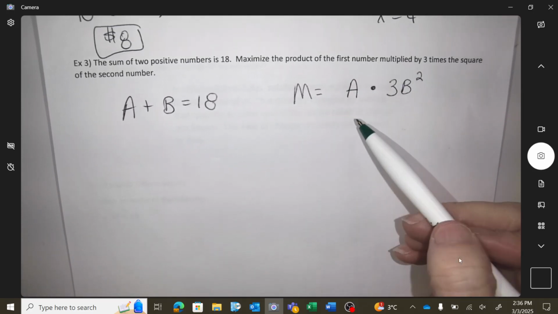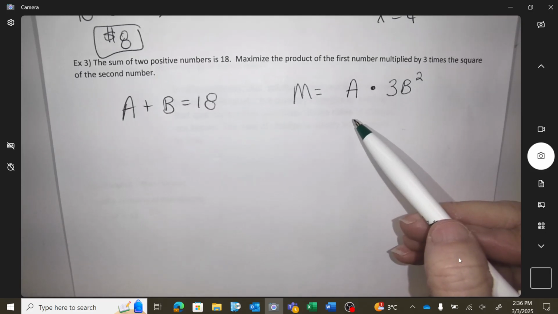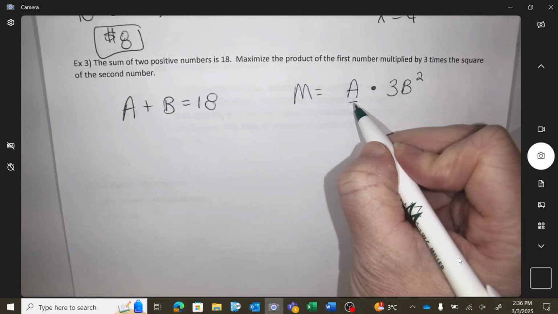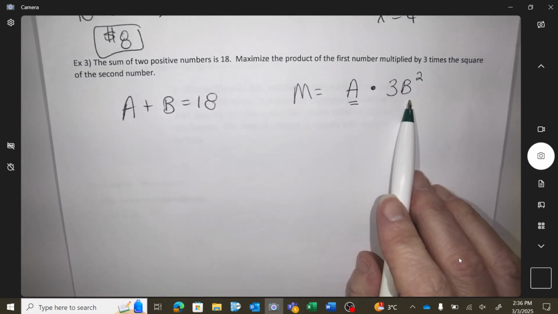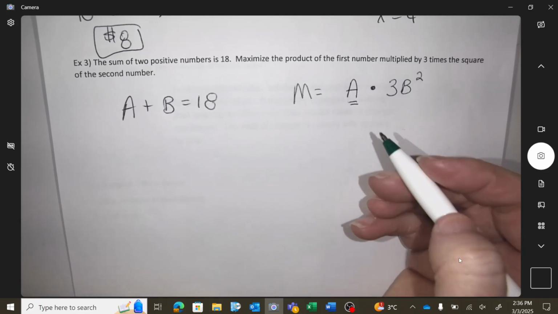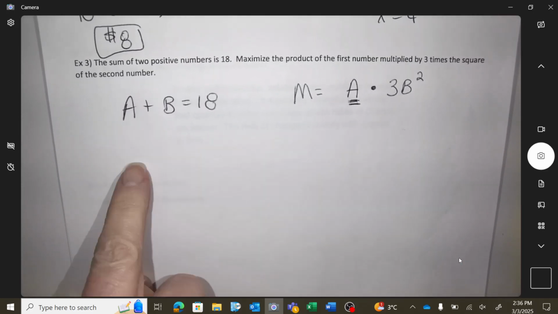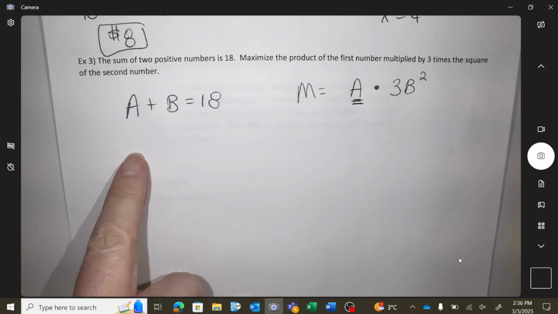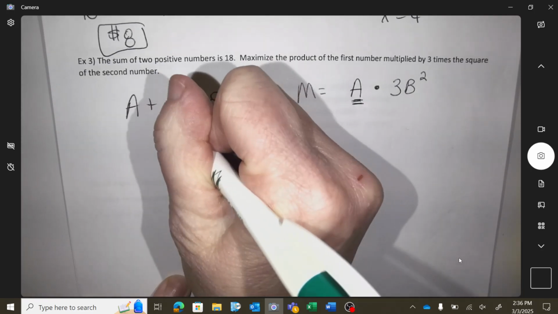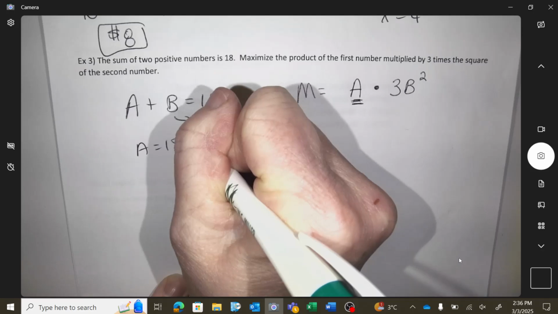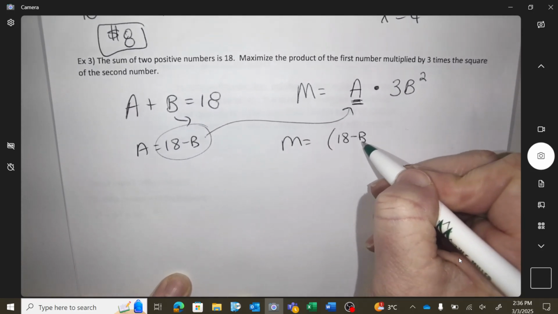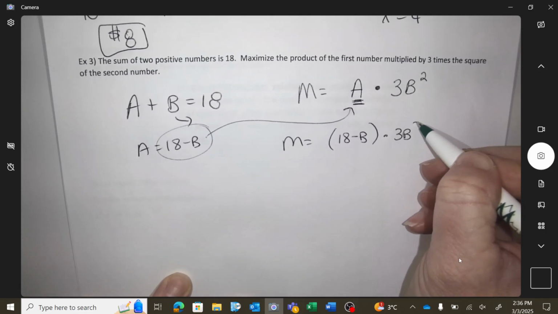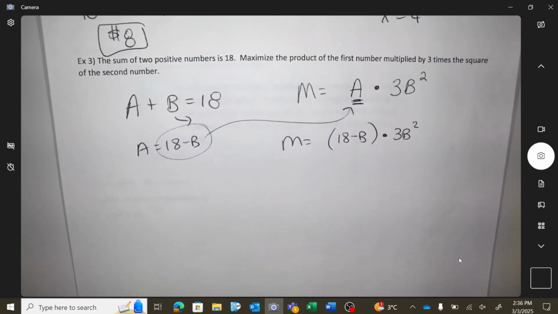So which variable looks like it'd be easier to substitute for? I would say A is easier because if I substitute in for B, I'm going to have to do something squared and times it by 3. So I'm just going to try to replace A. What is A equivalent to if you could isolate A here? A is 18 subtract B. Okay, so exact same as area, length and width.